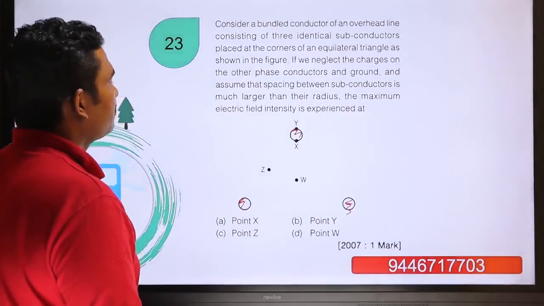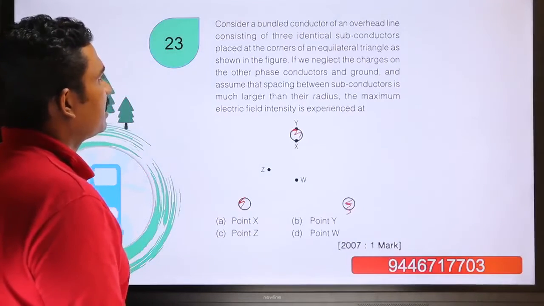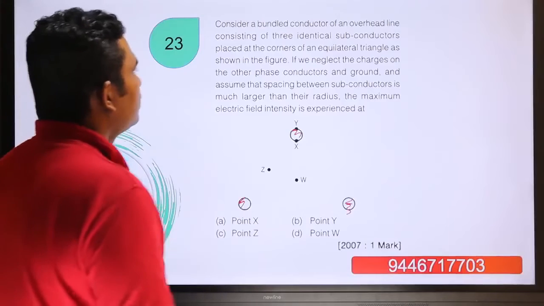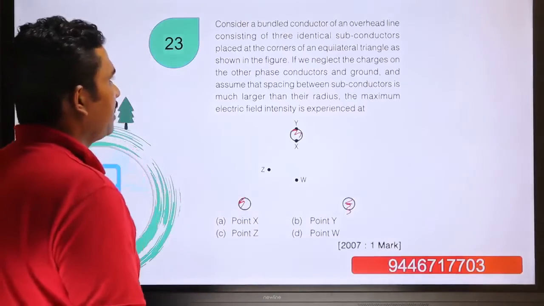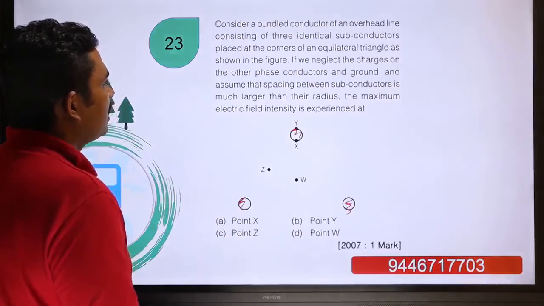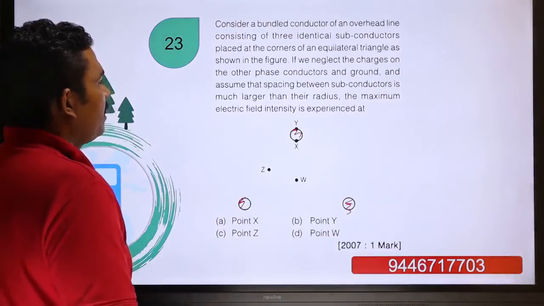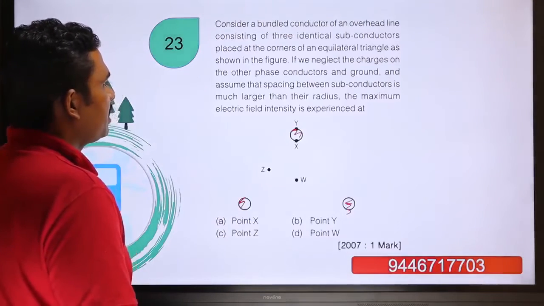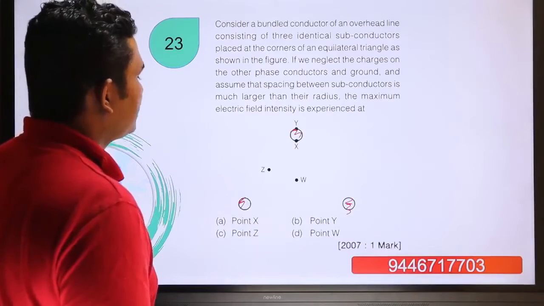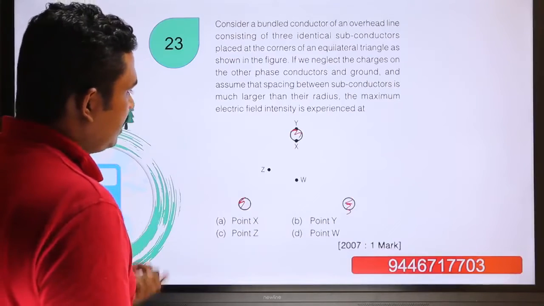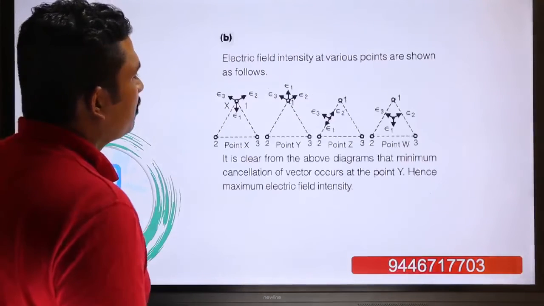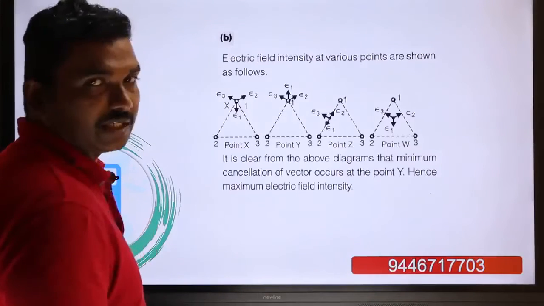So we will read the question once again. Consider a bundle conductor of an overhead line consisting of 3 identical subconductors placed at the corners of an equilateral triangle as shown in the figure. If we neglect the charges on the other phase conductors and ground and assume that spacing between the subconductors is much larger than their radius, then the maximum electric field intensity is experienced at x, w or z is what is the question. So we are going to draw the electric field intensity at various points as shown.